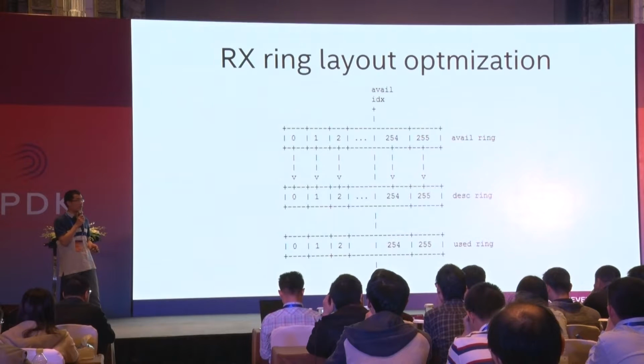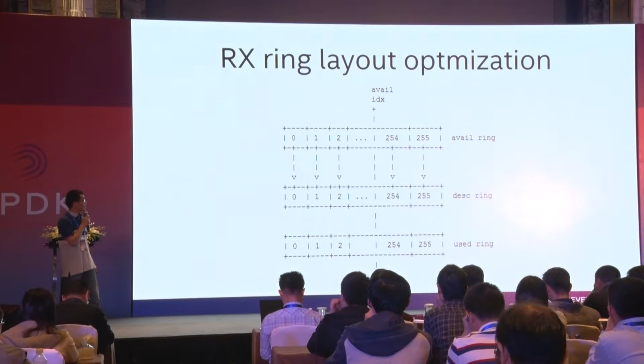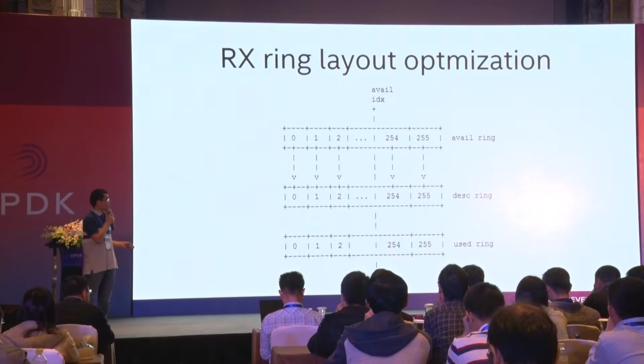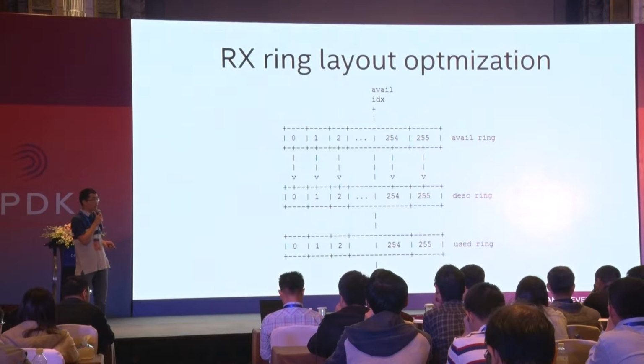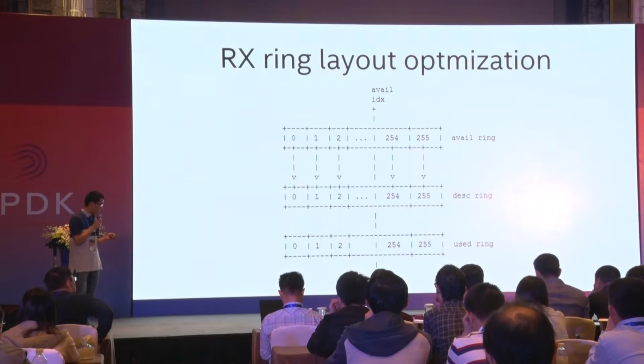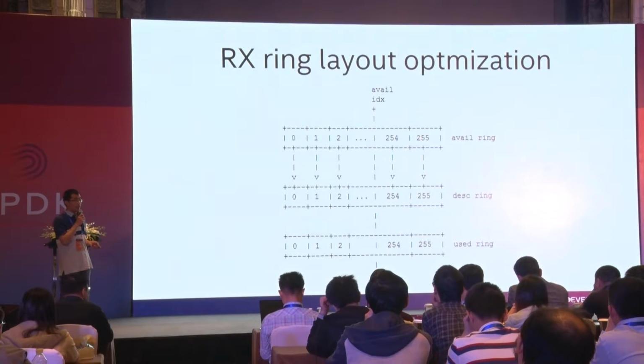in the optimal situation it will stay in the own cache of the virtual server, and its latency is only 3 cycles. And thirdly, because the available ring is not changed in terms of content, only the descriptor ring is changed, we can use the SIMD command to accelerate the processing.